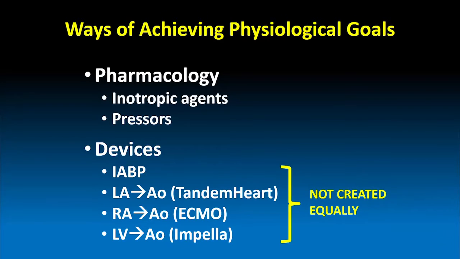And really the important thing is that these devices are not created equally. These devices, because of the fact that they take blood from a different port of the system, although they all deliver blood to the same part, the arterial system, because they source the blood from a different chamber, they have very different effects, especially on the ventricle.